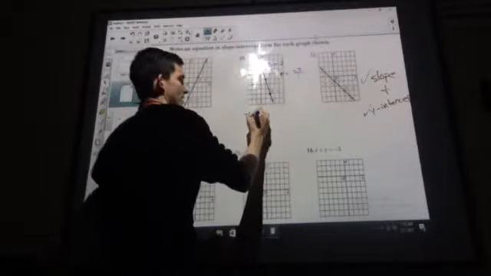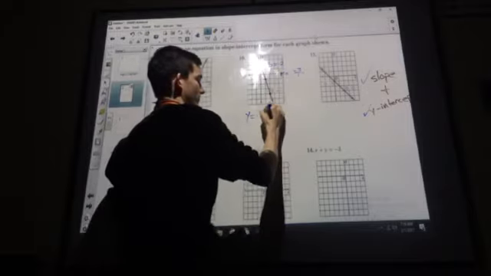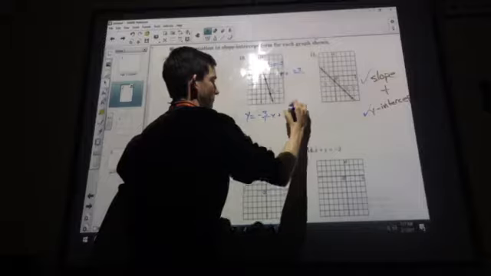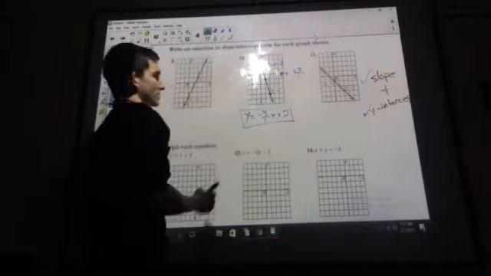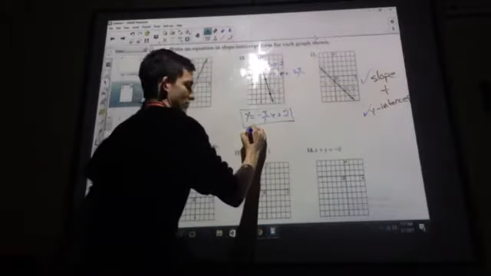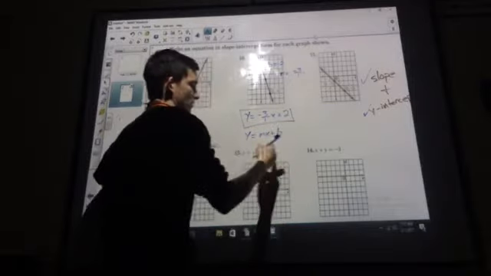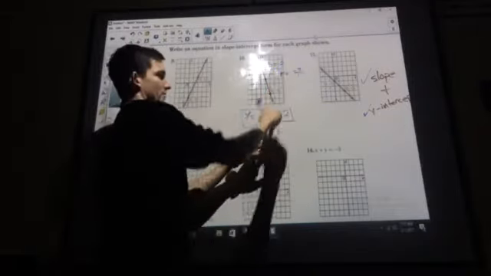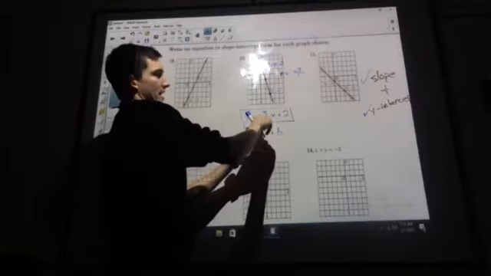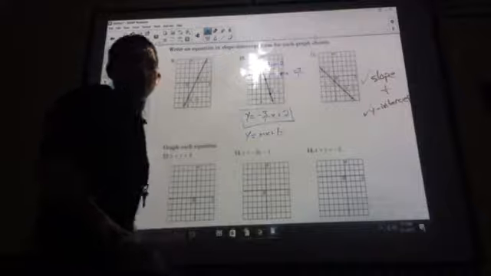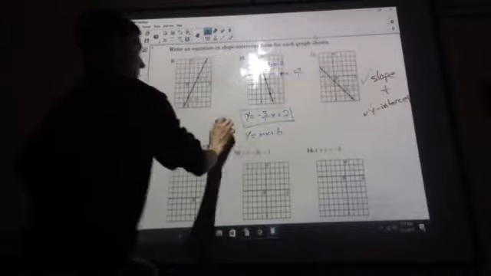I can write it in y equals mx plus b. Again, referencing slope-intercept form, it's y equals mx plus b, where m is your slope. Notice I've just put the slope here. And then b is my y-intercept. Notice I just put the y-intercept there. All right, moving on.